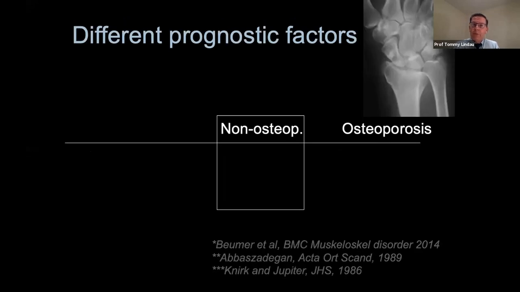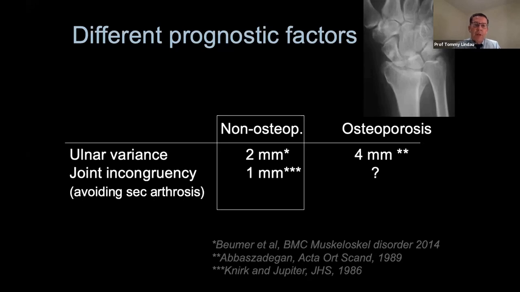We also know that they have different prognostic factors. The anaplast variance is, in non-osteoporotic patients, only 2 millimeters before they get a worse outcome, and in osteoporotic patients it is 4 to 5 millimeters. We also talk a lot about joint incongruency to avoid secondary arthrosis, and Nurk and Jupiter talked about 2 millimeters, but most people are guided by 1 millimeter. But we have to ask ourselves if the osteoporotic person is dependent on secondary or primary arthrosis, if that is one of the key prognostic factors.